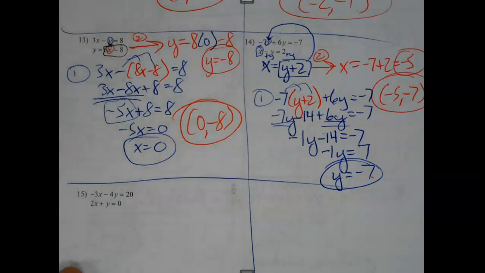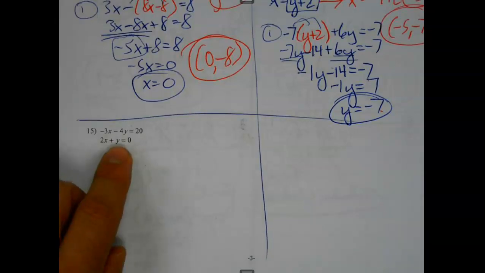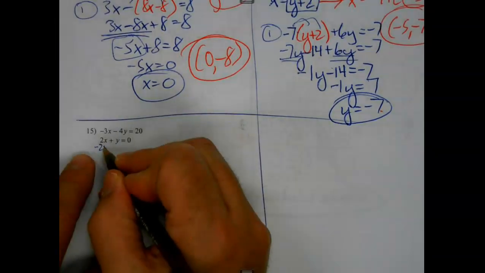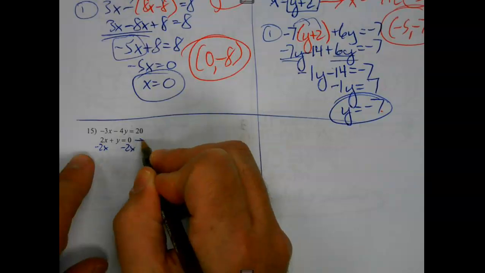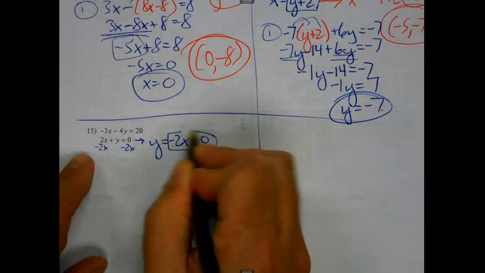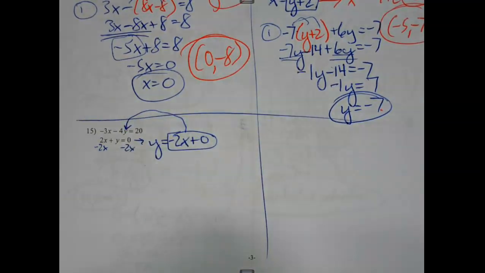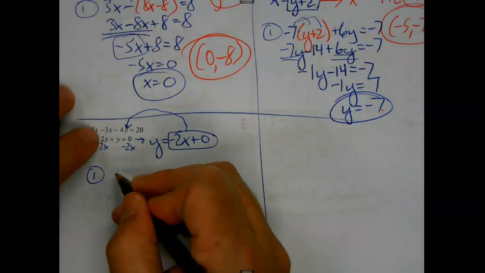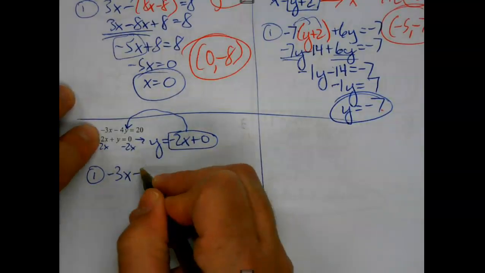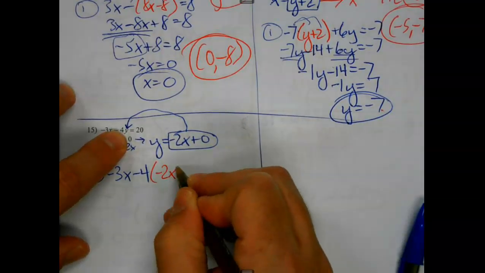And 15 is going to do the exact same thing. 15, I get down here, I see a y. I'm going to solve for that. I'm going to minus 2x, minus 2x. Y equals negative 2x plus 0. That's what I'm plugging in for y. Copy that equation until you get to y, and then replace it with what's in here.